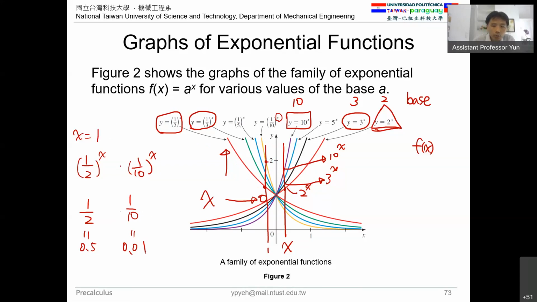Or when x equal to 1, and when x equal to this 1. Let me check. Assuming that this is the 1 here, then this will be y equal to 1 divided by 1. Okay, then this 10 should be y equal to 1 divided by 10 here.